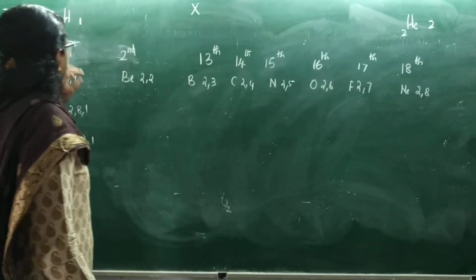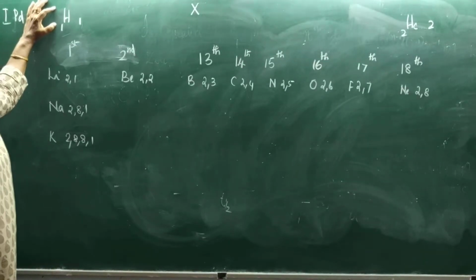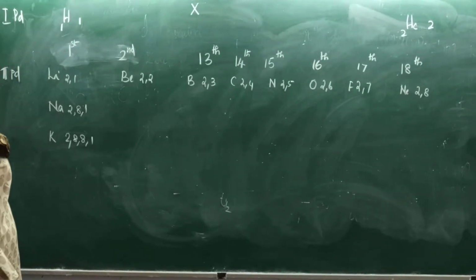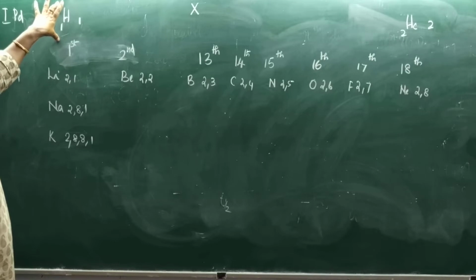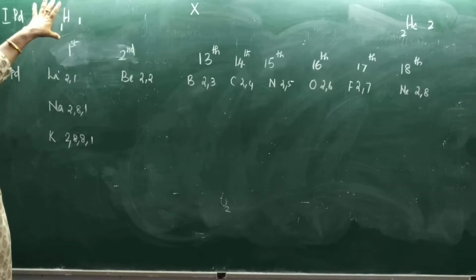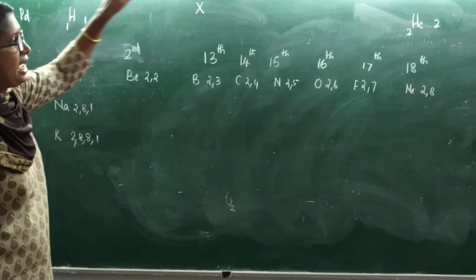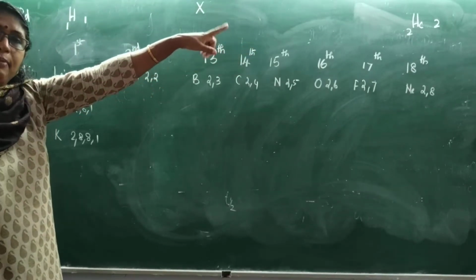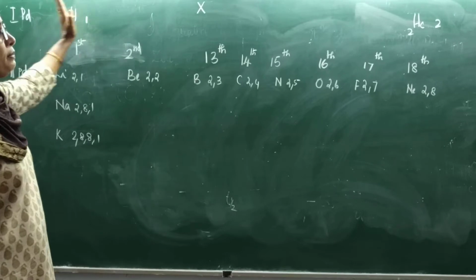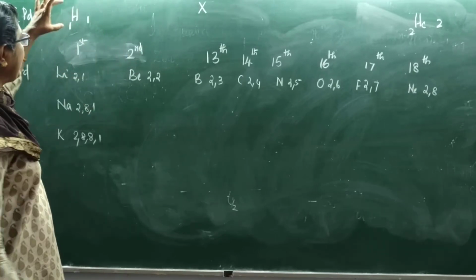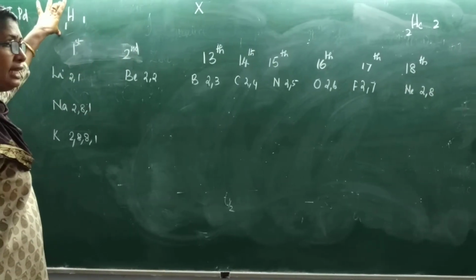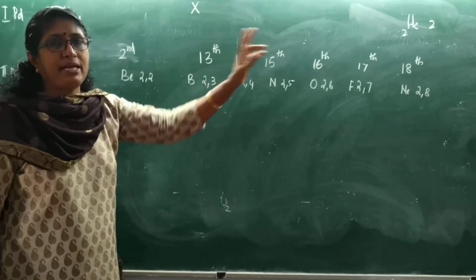You can see the first orbit is being filled. So in the first period elements, the first orbit can have only 2 electrons. So the first electron for hydrogen in the first orbit and the second electron for helium in the first orbit. So the first orbit is completely filled. So hydrogen with the 1 as the electronic configuration and helium as 2.